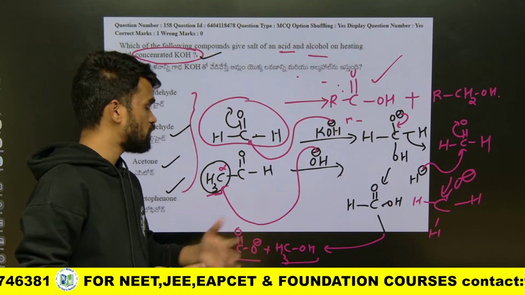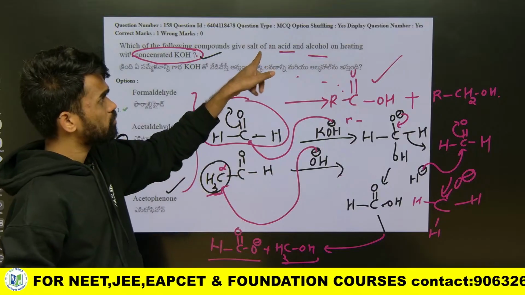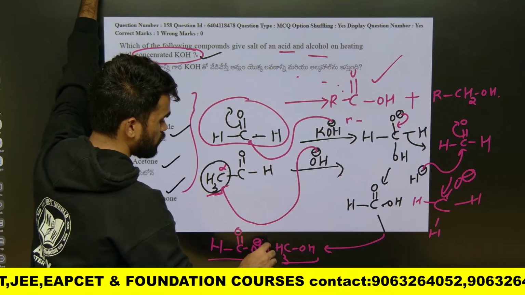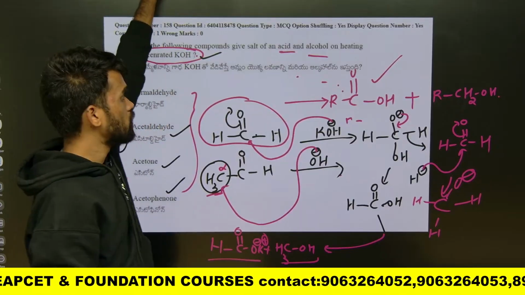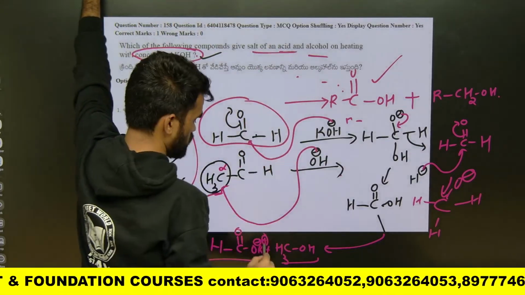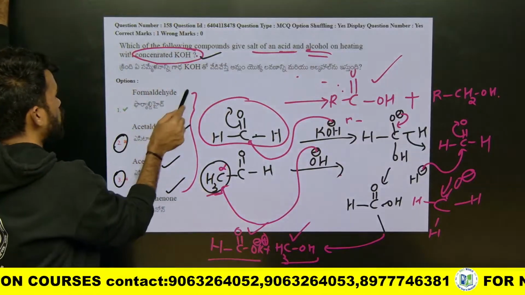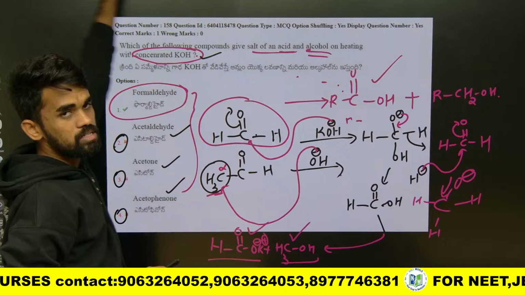Okay, so these are the two products formed. Now this formate ion is a potassium salt of carboxylic acid. So we got a salt of acid, and we got an alcohol, methanol, formed. So formaldehyde is a suitable answer for this question.